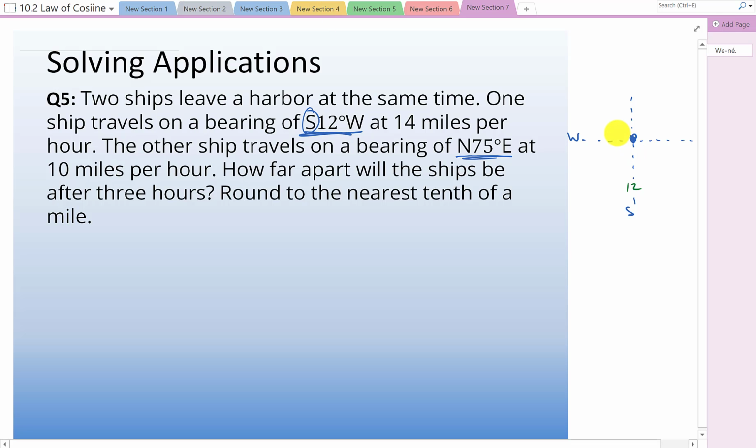All right, now this ship, it went 14 miles. Did it go 14 miles? No, 14 miles per hour. That's its speed.